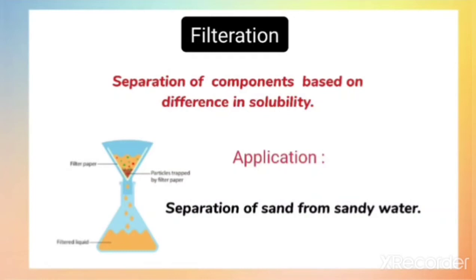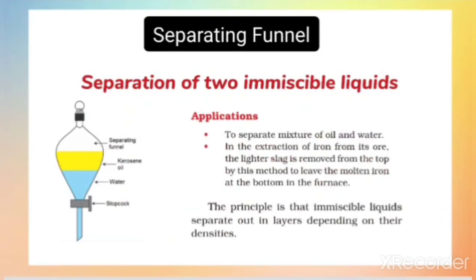The next technique is called the separating funnel. It is used for the separation of two immiscible liquids. Now, what is meant by immiscible? That means which do not mix. The example is the oil and water combination. We can see that oil and water will not mix with each other. That is called an immiscible liquid. So how do we separate the two immiscible components? By using a separating funnel.